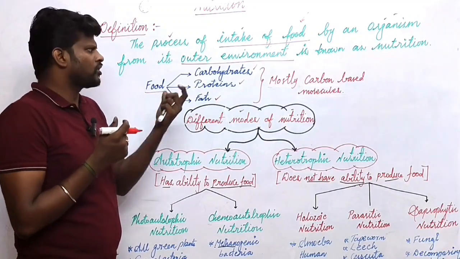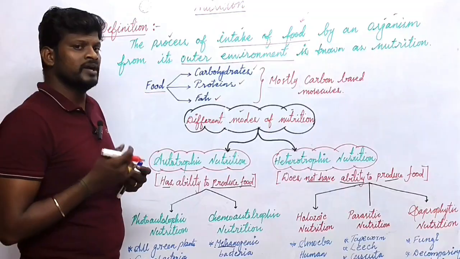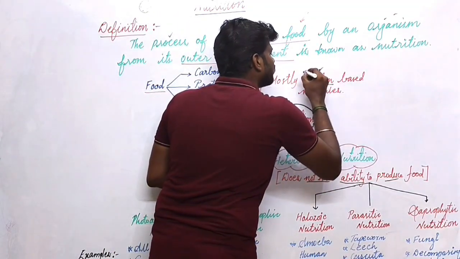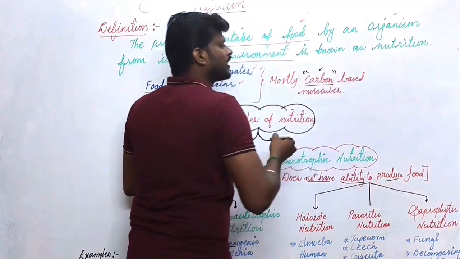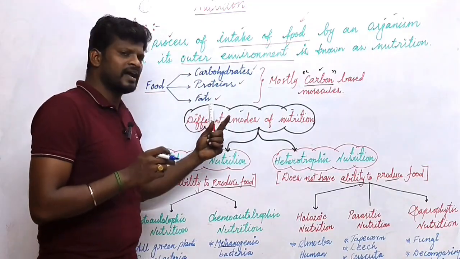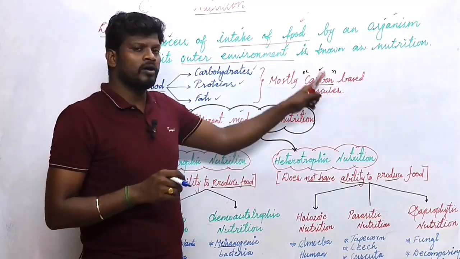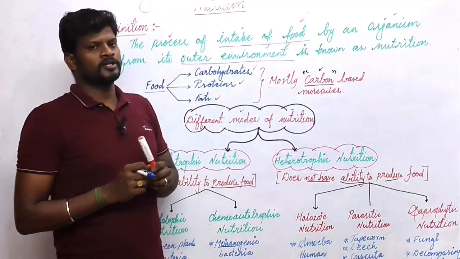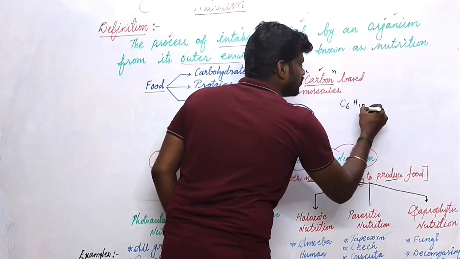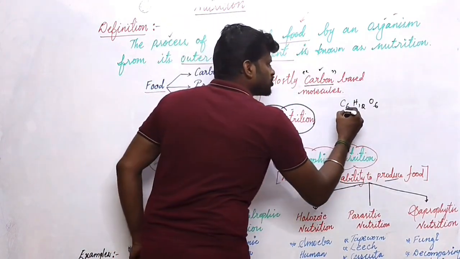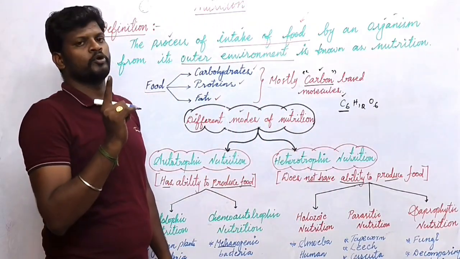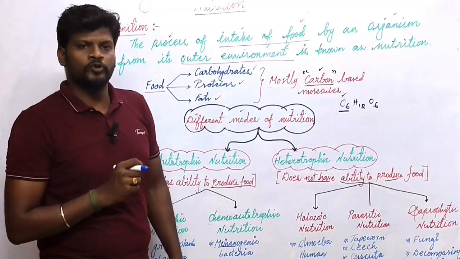And what are carbohydrates, proteins or fats made up of? They are mainly made up of carbon. So carbon is a very important element of these food materials. Carbohydrates, proteins, and fats mainly consist of carbon, so they are mostly carbon based molecules. For example, if you take the glucose molecule, C6H12O6, the glucose has the primary element as carbon. So carbon is a very important component of all these food materials, right?